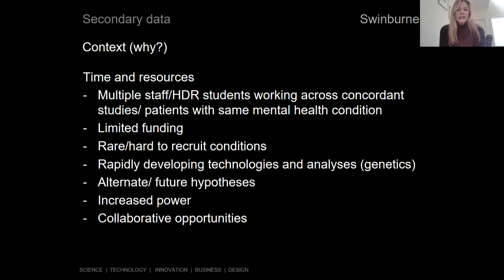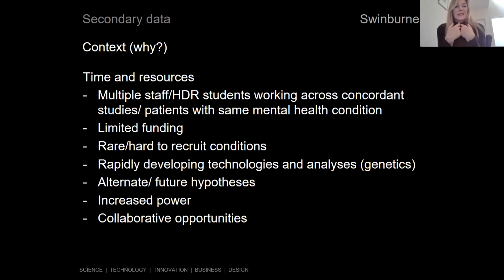Well, I was thinking, all of these studies that I'm embarking on require multiple staff and HDR students, often working with the same patients, often working with the same mental health condition, often working with a great deal of the same data collection. So I might have one student doing the very detailed clinical interview and looking at it in relation to eye tracking, and another person doing a detailed cognitive interview and looking at it in relation to neuroimaging. So we've got all of these correspondences across the studies.